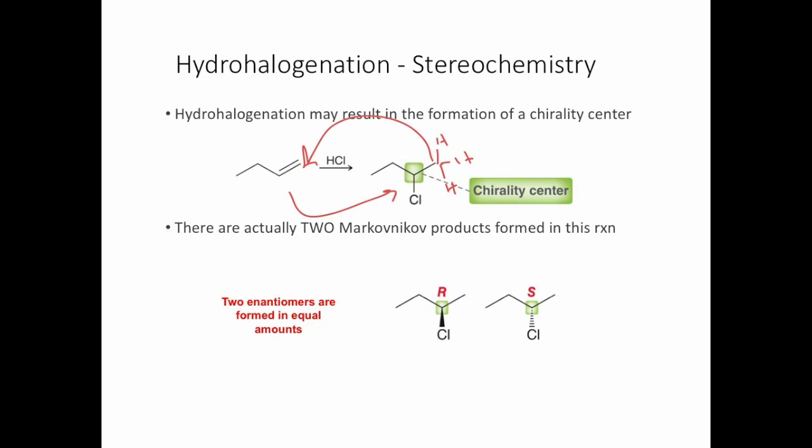And then the chlorine goes on that carbon. And so you end up with this chiral center. That carbon has a methyl, an ethyl, a chlorine, and a hydrogen. And you'll get both the R and the S configuration out.